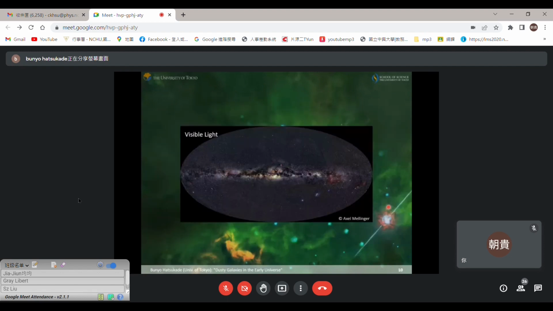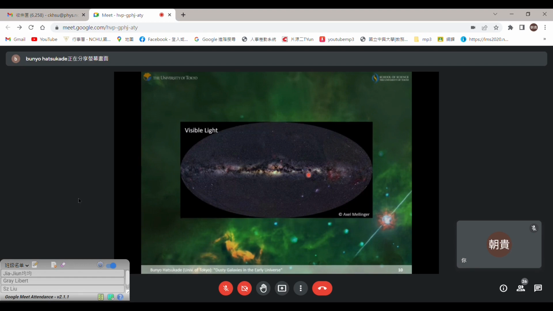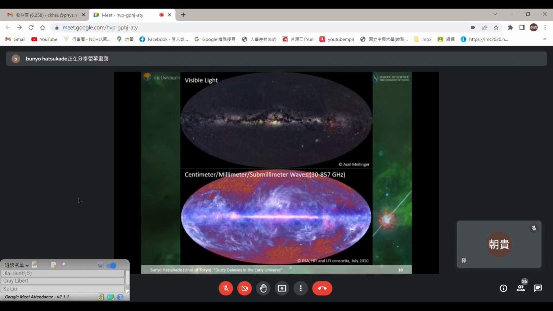Going back to the Milky Way, this is a picture taken in visible light. We can see the emission from stars in the galaxy, but we also see dark regions inside this galaxy. But if we use different wavelengths, a completely different image emerges.